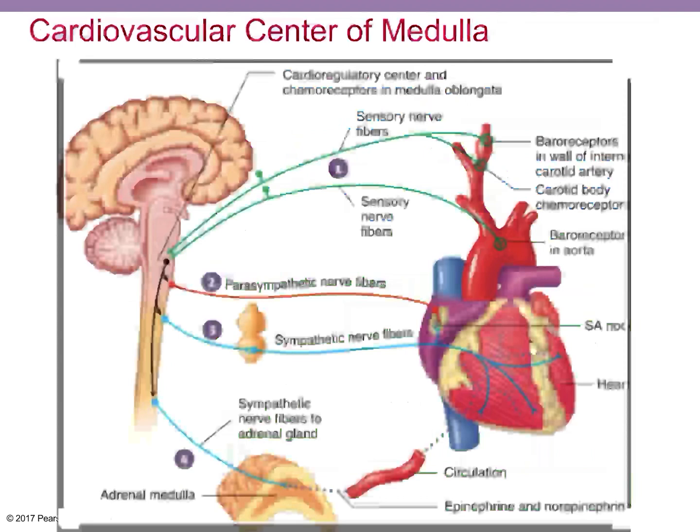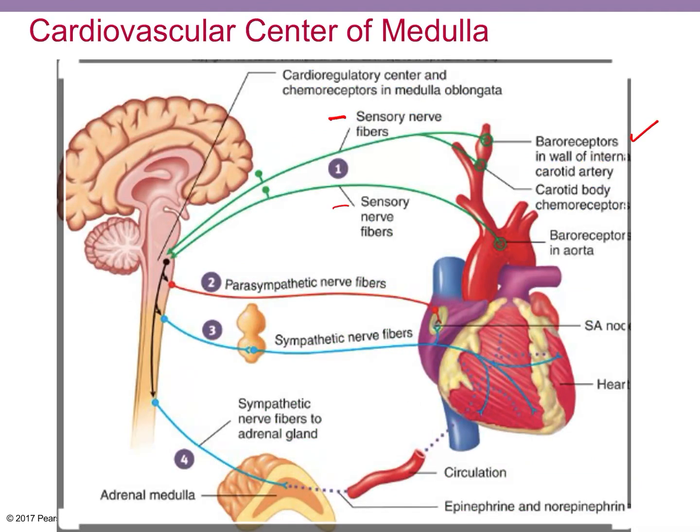So your brain gets the feedback of the frequency of action potentials. So this is the cardiovascular center of the brainstem, the region of the brainstem called the medulla. And so let's just take a look at this, a little bit of the sensory fibers, what we're looking at here, right? So sensory fibers, the baroreceptors in the wall of the carotid artery, the carotid sinus, and then baroreceptors in the aorta will send sensory information towards the medulla, okay?